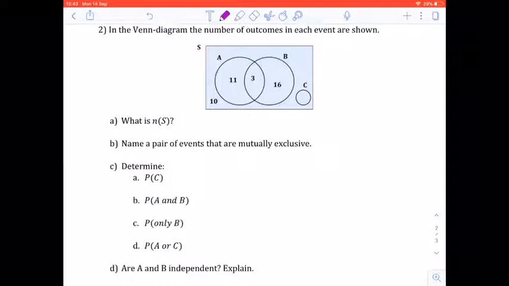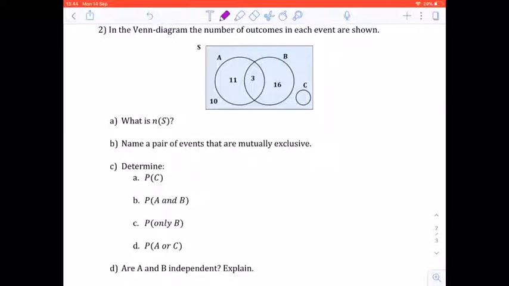Okay. Let's do another question. In the Venn diagram, the number of outcomes in each event are shown. So we have a set, which is signified by S on the outside of the block, and everything in there represents the elements that are within this particular set. And we have an event A, an event B, and an event C. So in A, we can see there's 11 plus 3, and in B, there's just 3 plus 16. The overlap is 3. On the outside of both of those events is 10, and in event C, there's nothing. So no one is doing event C or choosing event C.